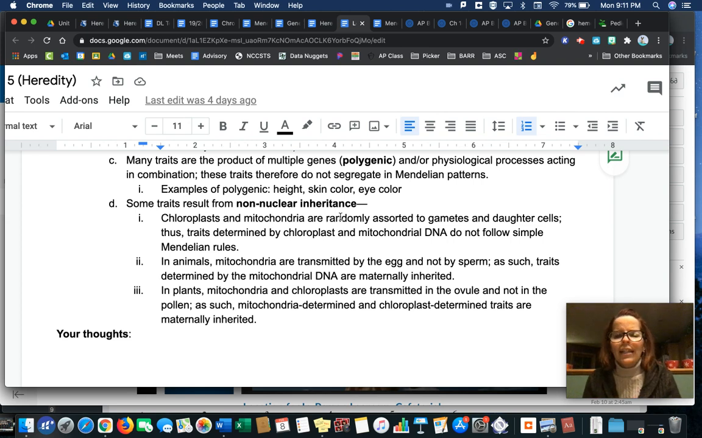Eye color, polygenic, lots of things. So those are the three I think you should know. Skin, height, and eye color. If those are on the tip of your tongue, you're doing pretty well. All right.